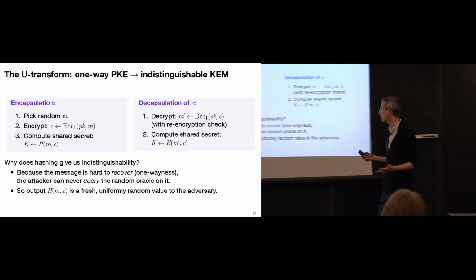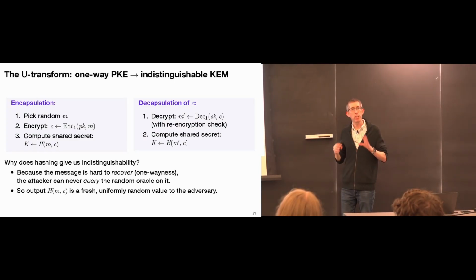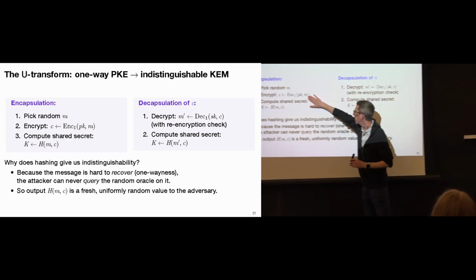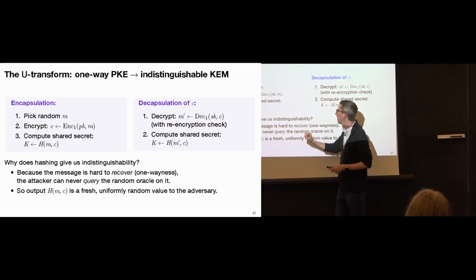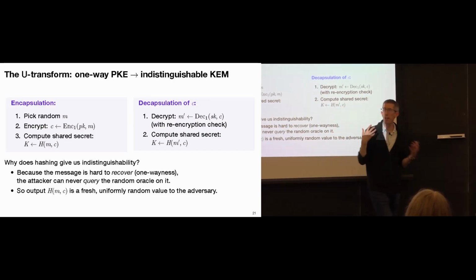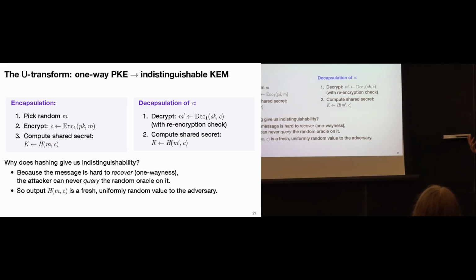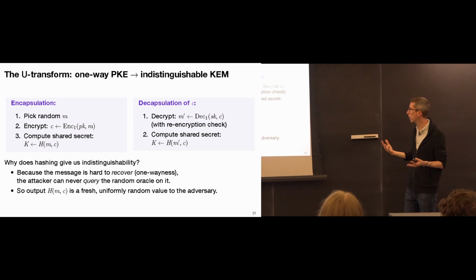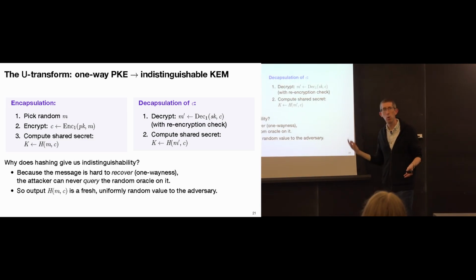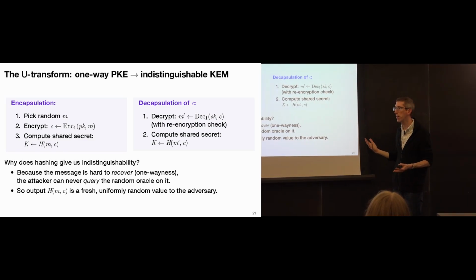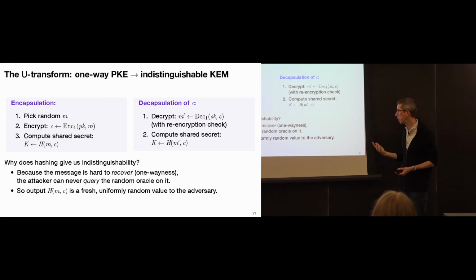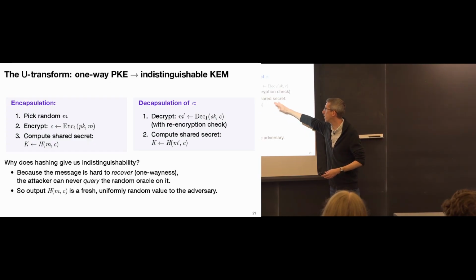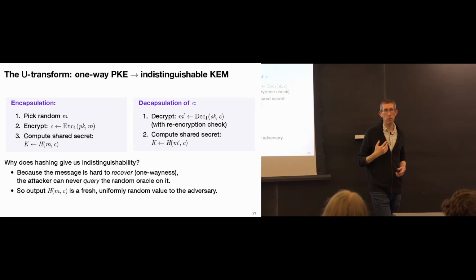Why does this give us indistinguishability? Well, if we started off with a scenario where the encryption scheme was secure against message recovery, if it was one way, then the adversary has no chance of learning the entirety of M. If we put this random message M into a random function, a random oracle, then the adversary will not be able to compute the output, assuming that the message is sufficiently large. So with H being a random function, we've lifted from one-way security back up to indistinguishability.